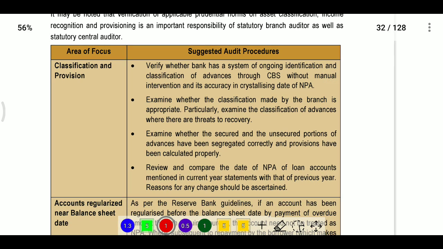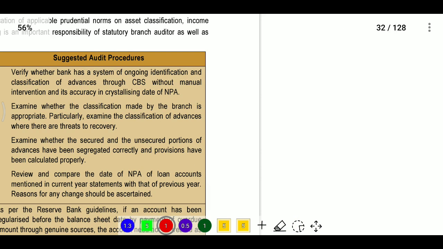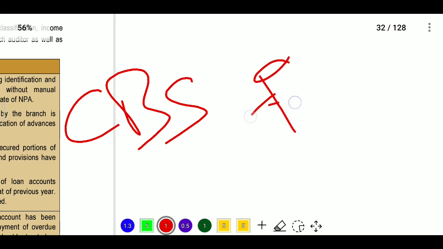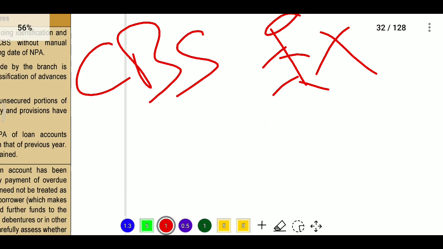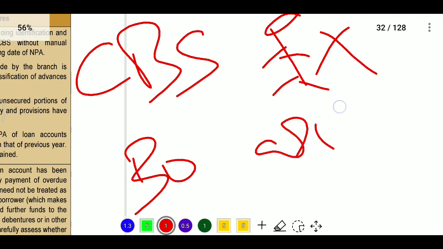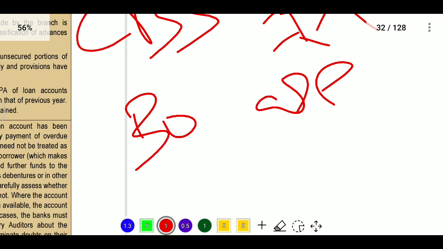Firstly, classification and provisions. In this video, I will explain only the focus areas. Verify whether the bank has a system of classification of advances through CBS without manual intervention. After that, examine whether the classification made by the branch is appropriate, and examine whether the secured and unsecured portions of advances have been segregated correctly and provisions have been calculated properly.